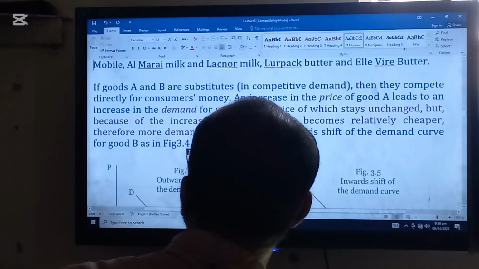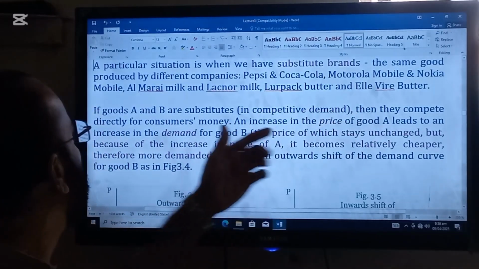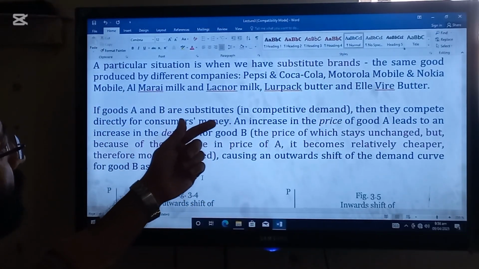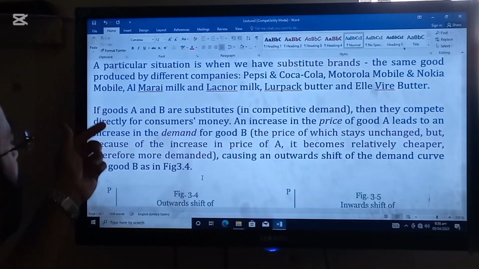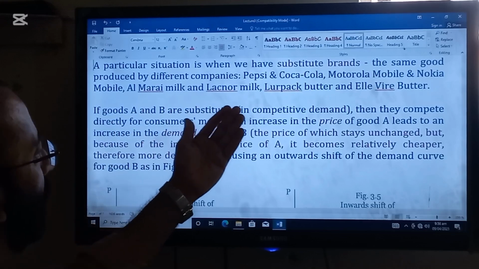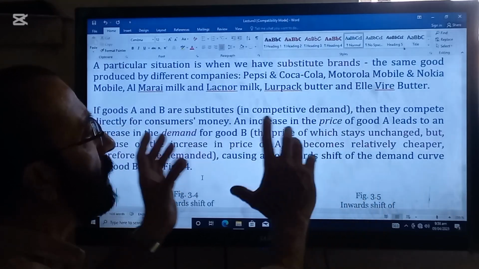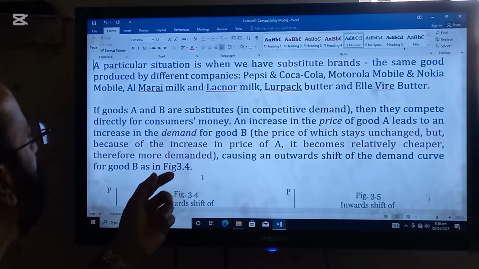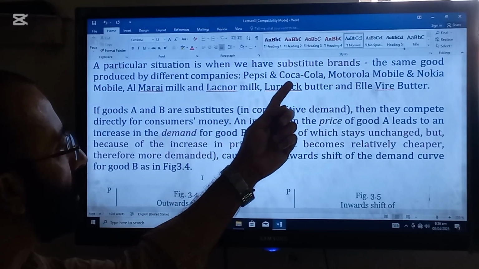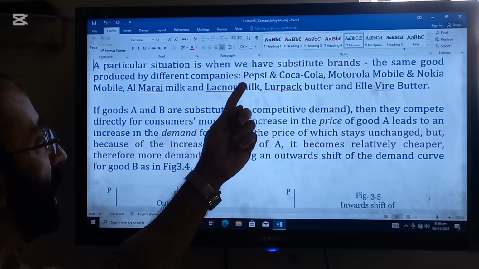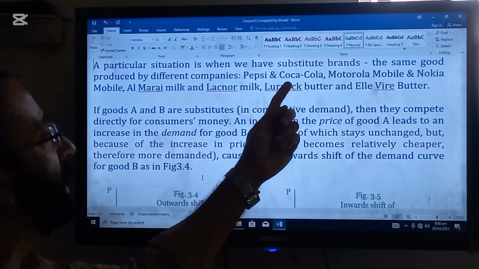A particular situation is when we have substitute brands, the same goods produced by different companies. For example, Pepsi and Coca-Cola, Motorola mobile and Nokia mobile, Almarai milk and Lecnor milk, Lurpak butter and Wire butter. These are substitutes of each other. So if the price of Pepsi is increasing, demand for Coca-Cola will increase. And if the price of Pepsi is decreasing, the demand for Coca-Cola will decrease.